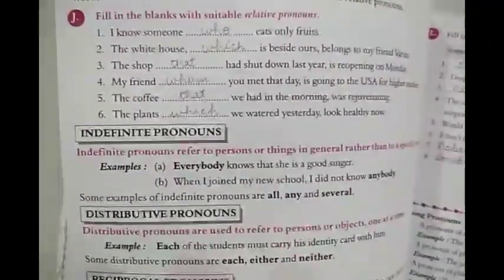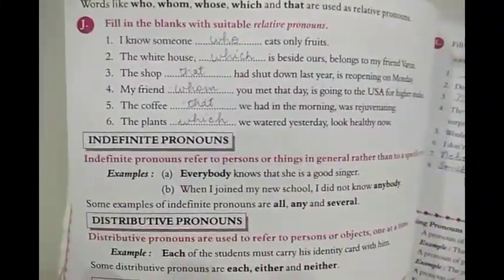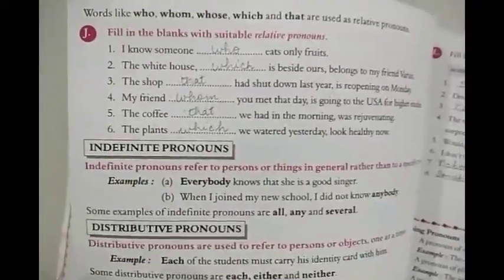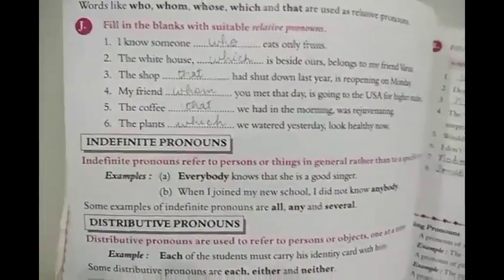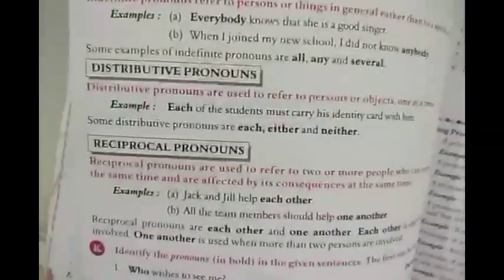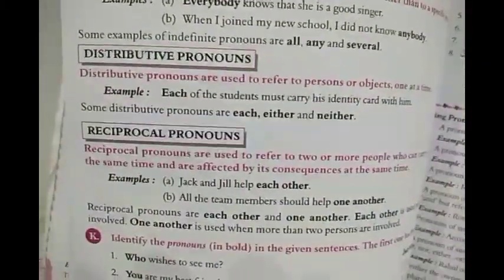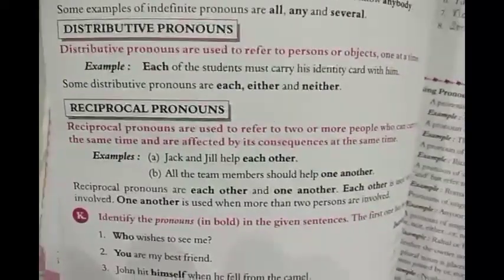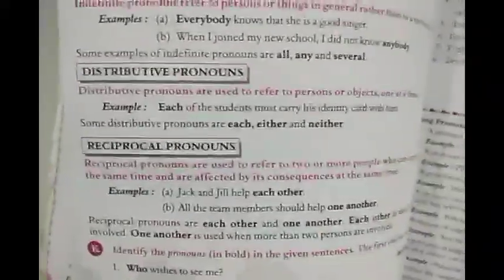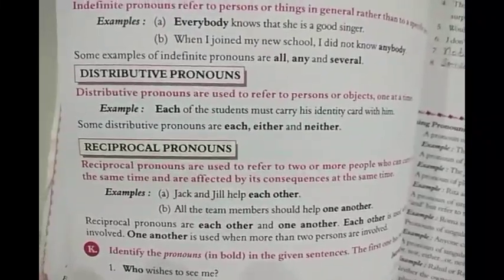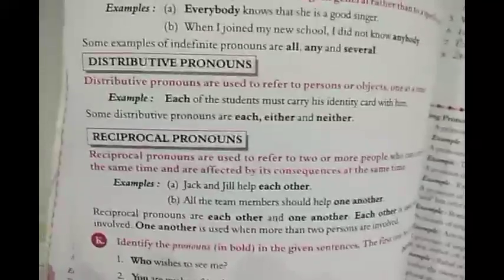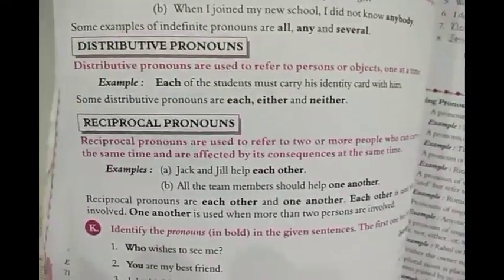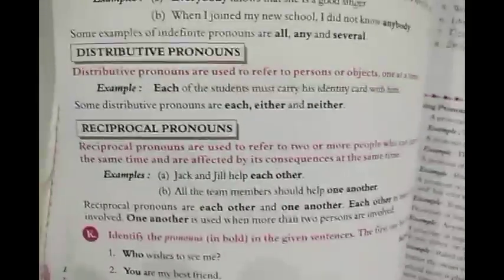Indefinite pronouns. What are indefinite pronouns? An indefinite pronoun does not refer to any specific person or thing. Examples are all, any, anybody, everybody, everyone, everything, few, many, nobody, etc. These are all examples of indefinite pronouns. Then distributive pronouns. A distributive pronoun considers members of a group separately rather than collectively. For example, each boy was given a prize. So each is the distributive pronoun here. Or, neither accusation is true. In this sentence, neither is the distributive pronoun.